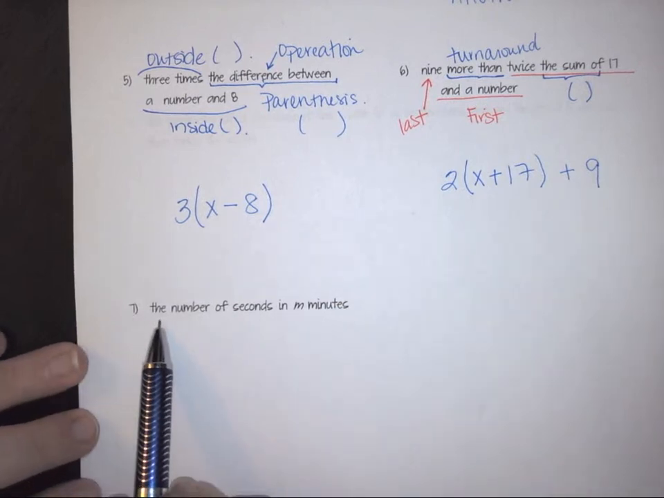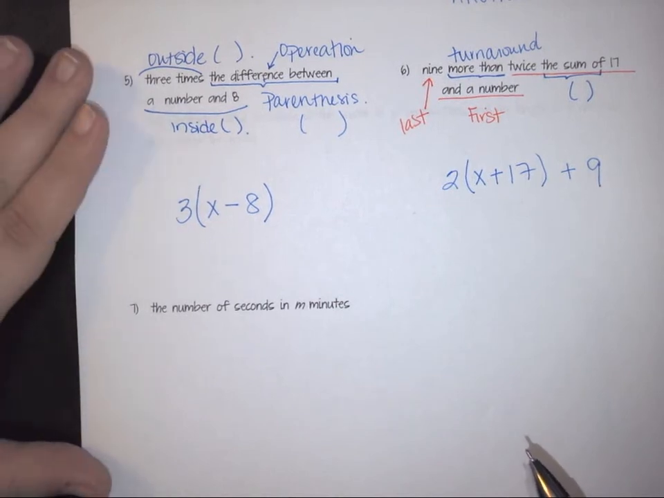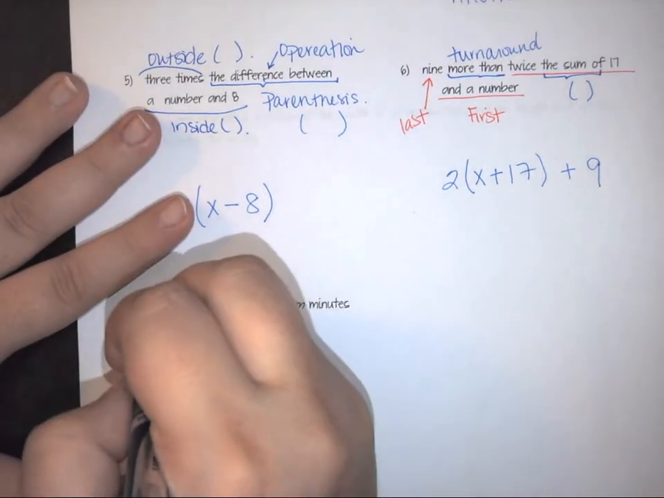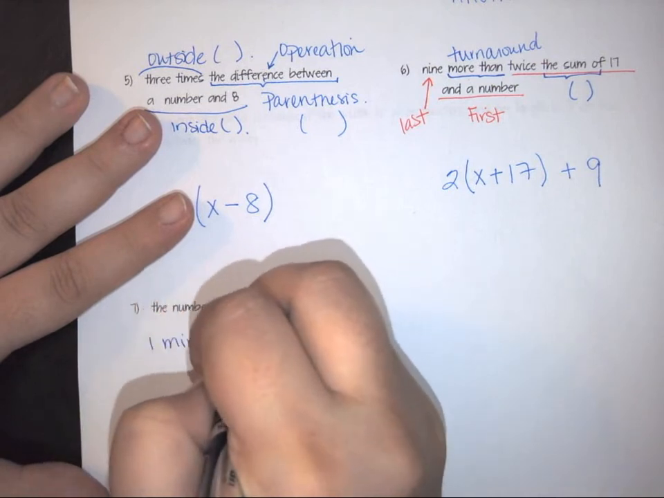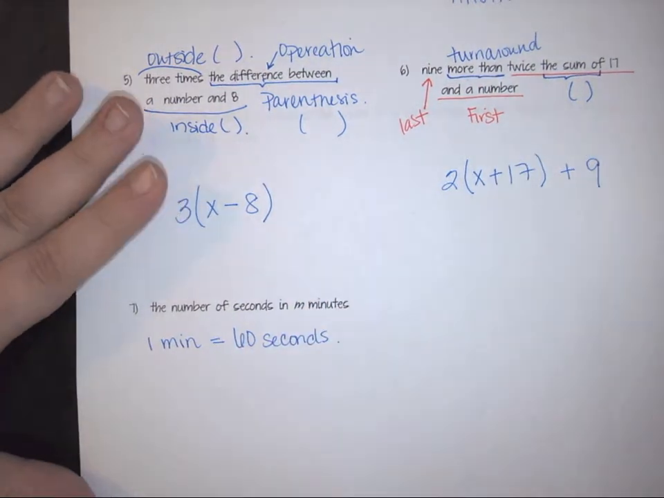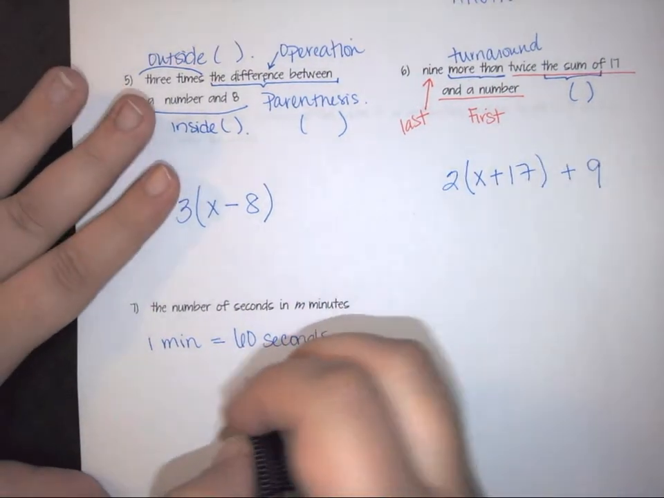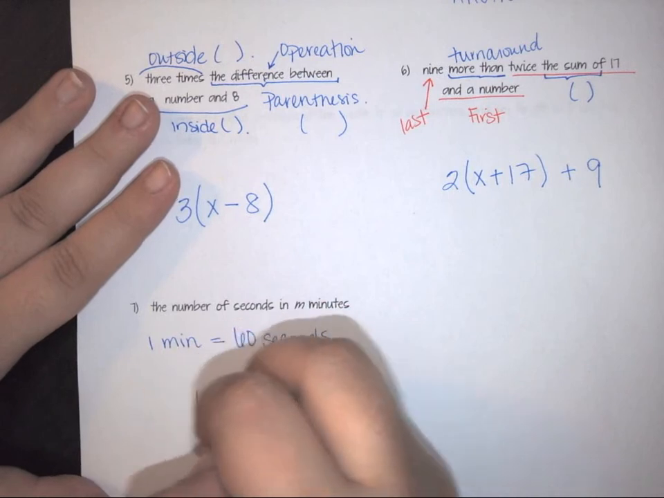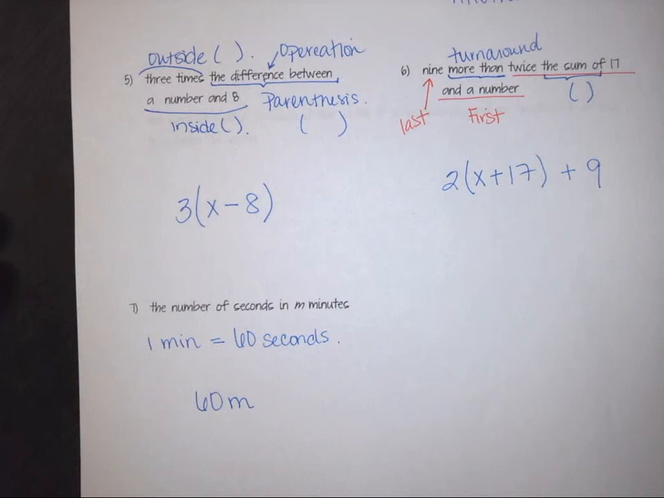Now this one says the number of seconds in m minutes. So what do we know? Well, we know that 1 minute is the same as 60 seconds. So if I want to know how many seconds are in m minutes, then I have to do 60 times the number of minutes, so 60m.